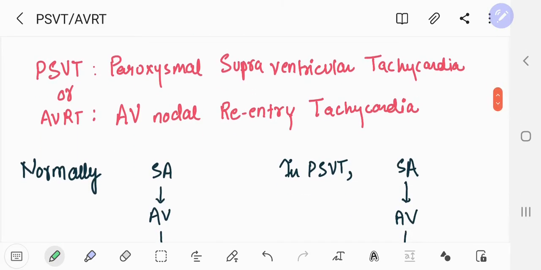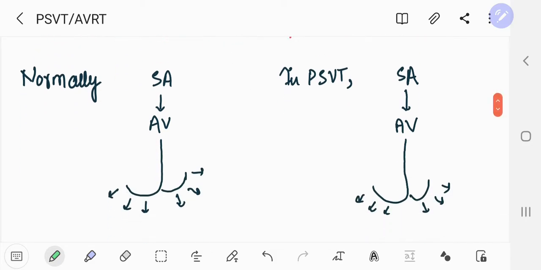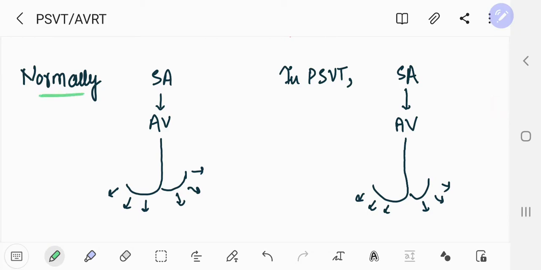So what's PSVT or AVRT? As its name suggests, it's paroxysmal supraventricular tachycardia or AV nodal re-entry tachycardia. Now, what happens in PSVT? Normally, if you remember, the normal conduction pathway of the heart is from SA node to AV node to bundle of His and then to Purkinje fibers, right? So this is how normal conduction of the heart takes place.